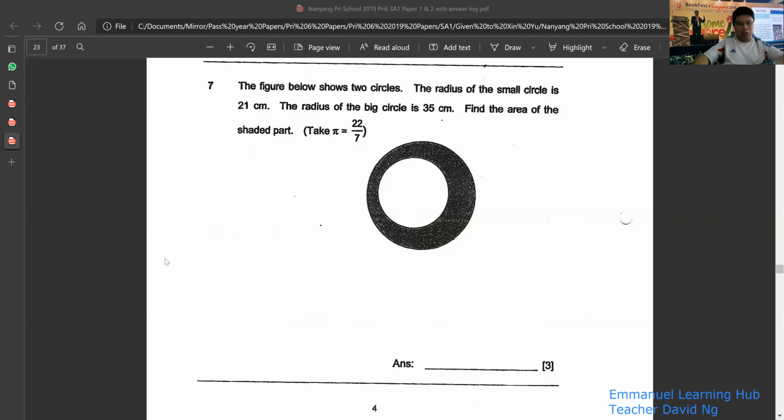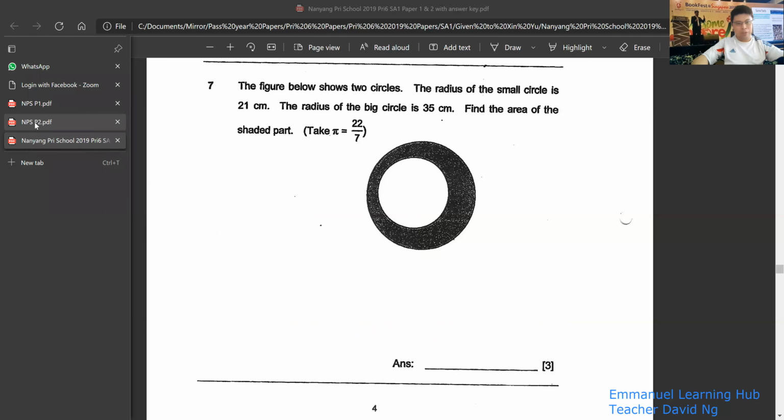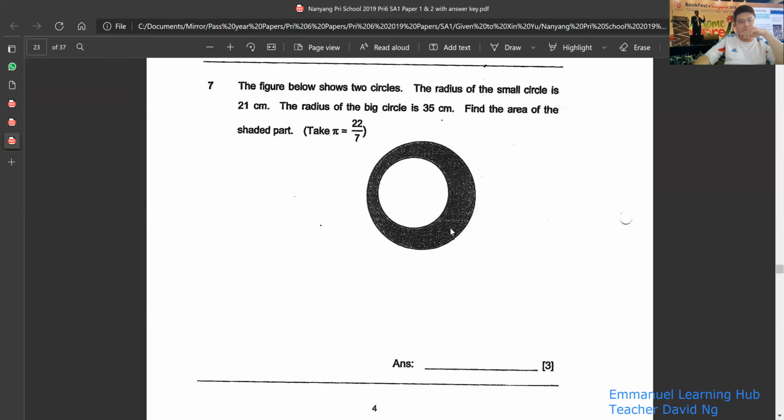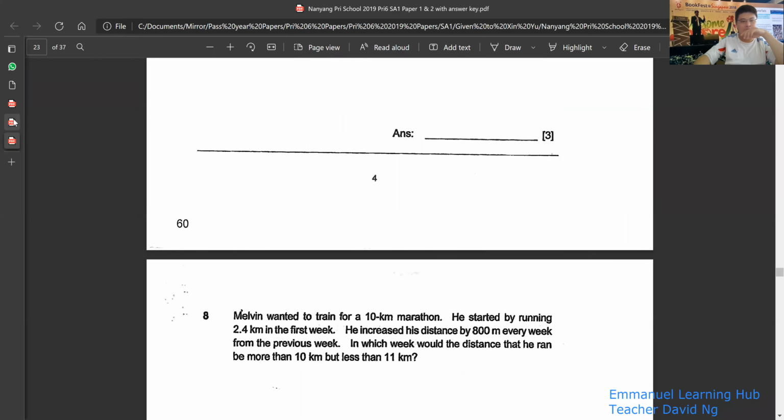Okay, what did you do wrongly in your question 7? Pi, you cannot lah. Why 35 times 21? Wrong. Cannot be like that. Okay, wrong concept. Wrong concept. Okay. Next question.